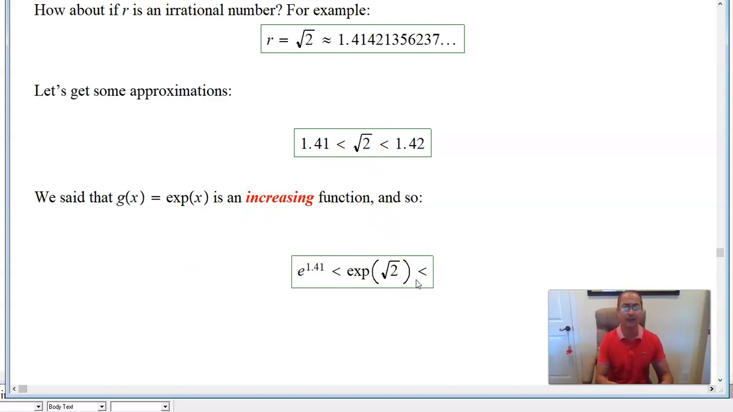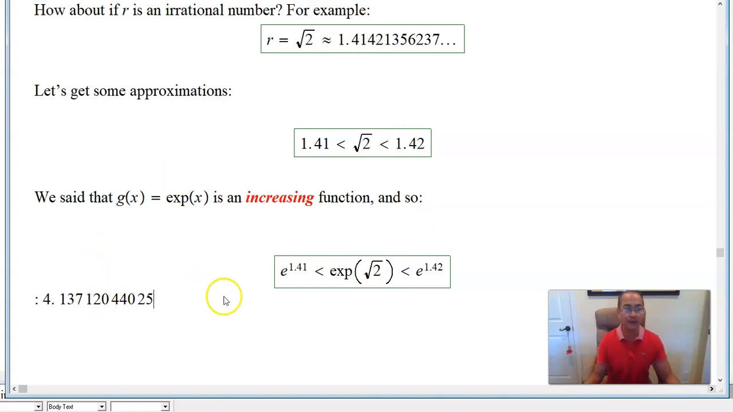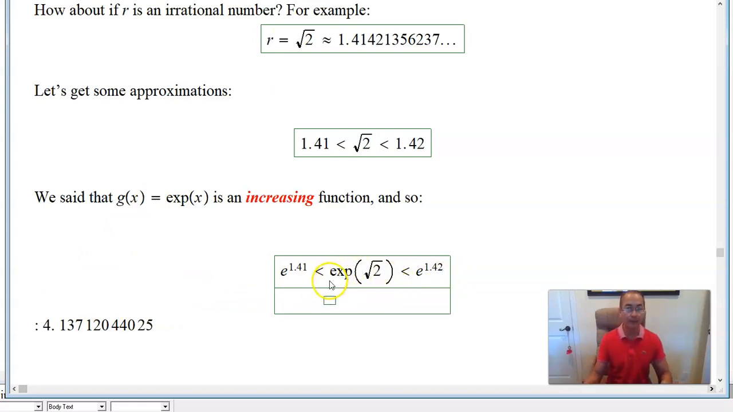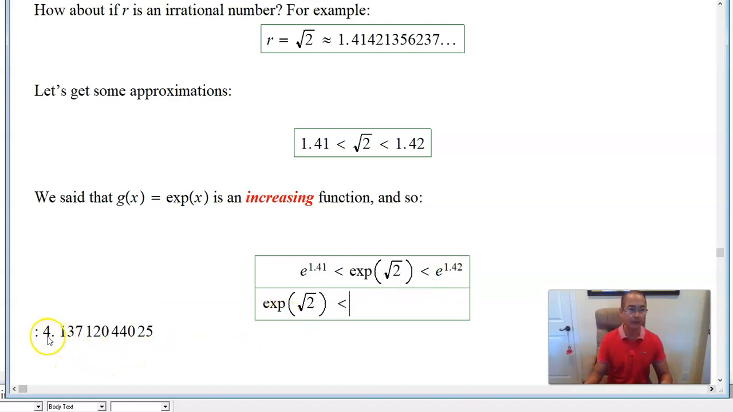I guess I'm also bothering this. And it must be smaller than e to the 1.42. Okay, so these numbers, we know what these mean, because we know how to take a rational power of any number. Okay, so, oh great Maple, what is an approximation for this? It's about 4.137. Okay, so that is the upper number. The exponential of square root of 2 is smaller than 4.137.